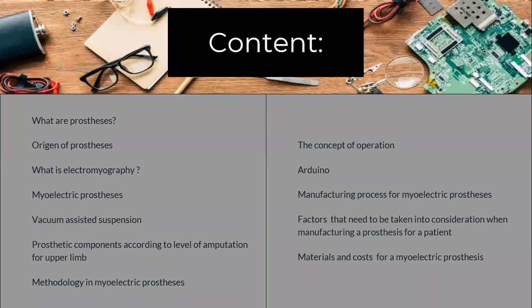Our content starts with what are prostheses, its origin, what is electromyography, myoelectrical prostheses, vacuum-assisted suspensions, prosthetic components according to the level of amputation for the upper limb, its methodology, the concept of operation, what is an Arduino, manufacturing process of these prostheses, factors which need to be taken into consideration when manufacturing these prostheses, and the materials and cost for myoelectrical prostheses.